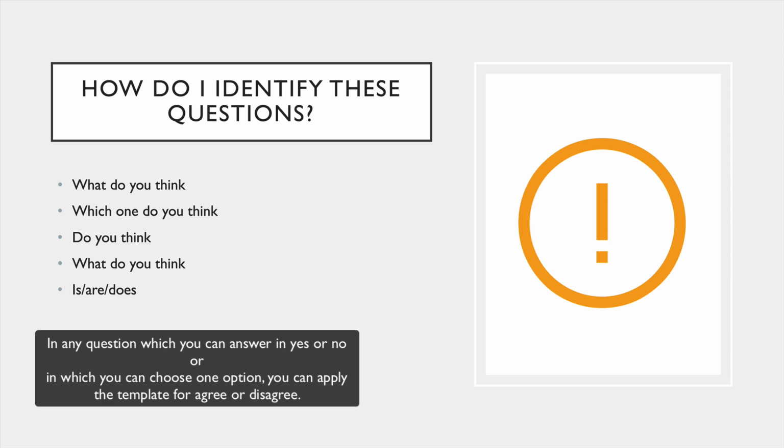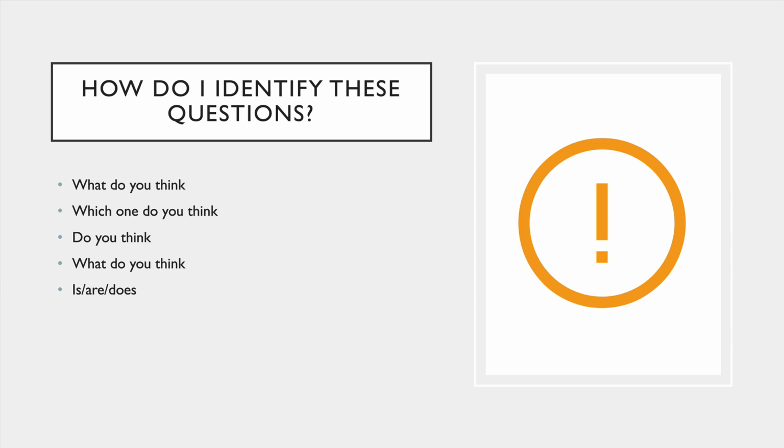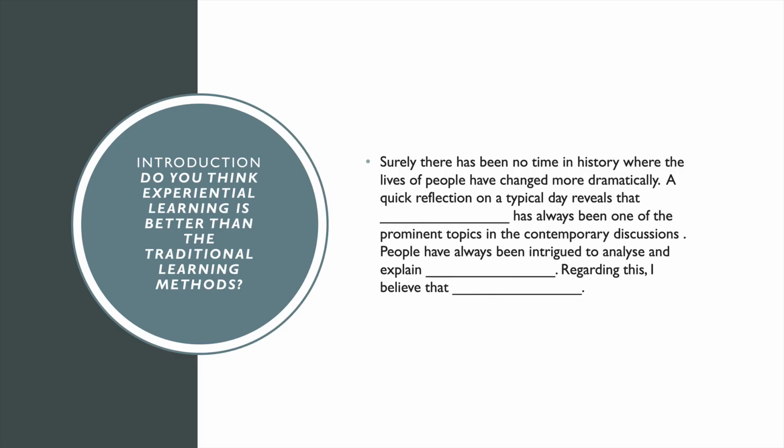Even if the question does not explicitly use the word agree or disagree, even then you can use this kind of templates. And the last thing is, if the question has used or, that means it's agree or disagree question, because they are giving you option and asking you to pick one out of those options.